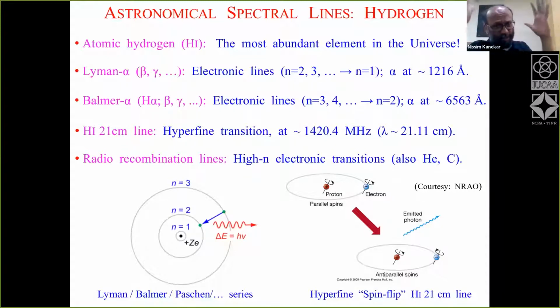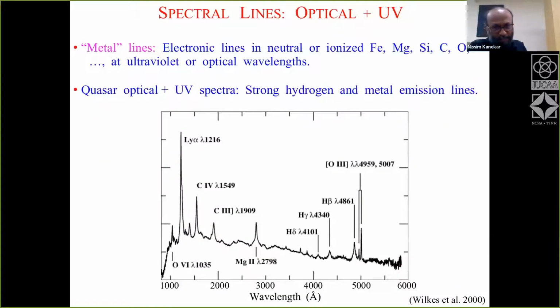And so hydrogen is perhaps the most important element in the universe, and hence the lines of hydrogen are the ones that we see most easily, typically. What about other atomic species?